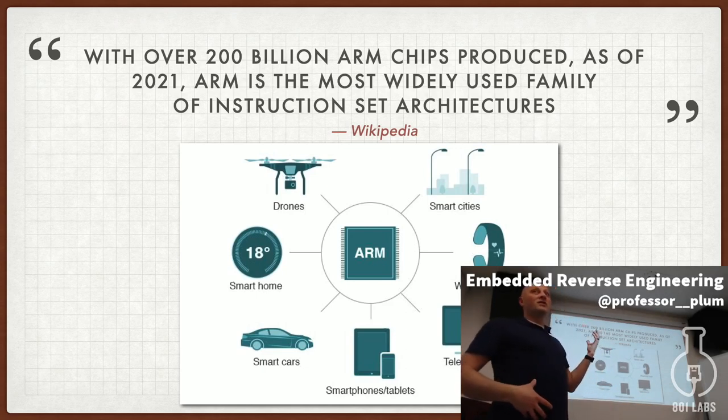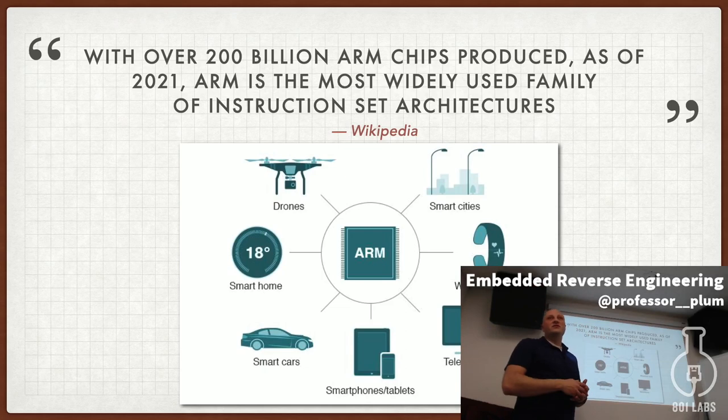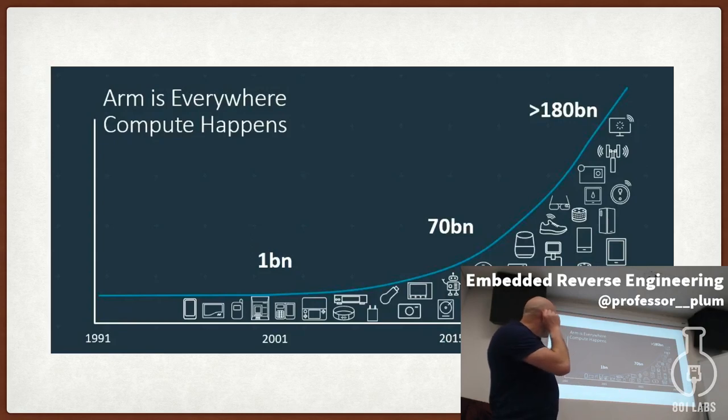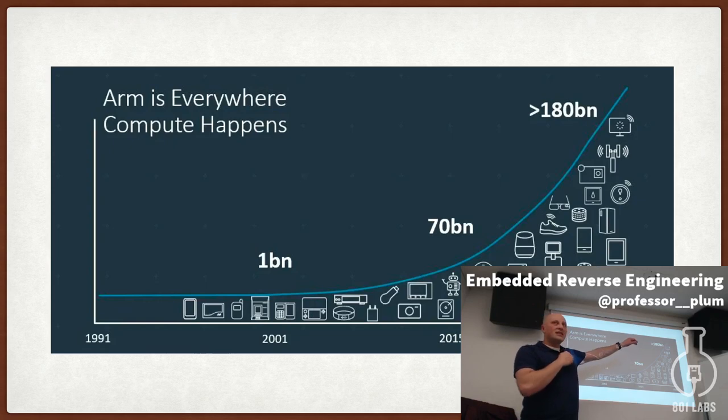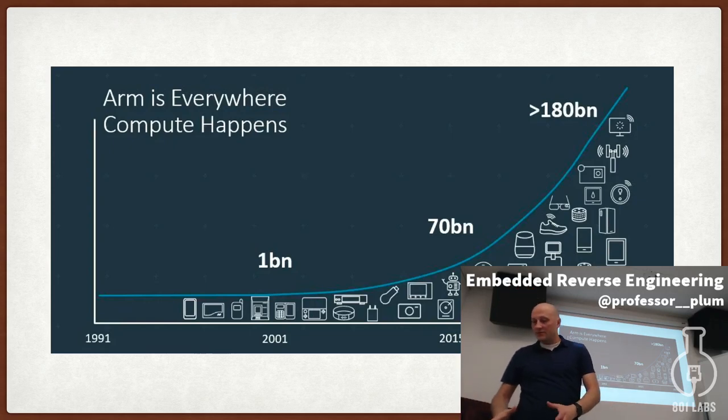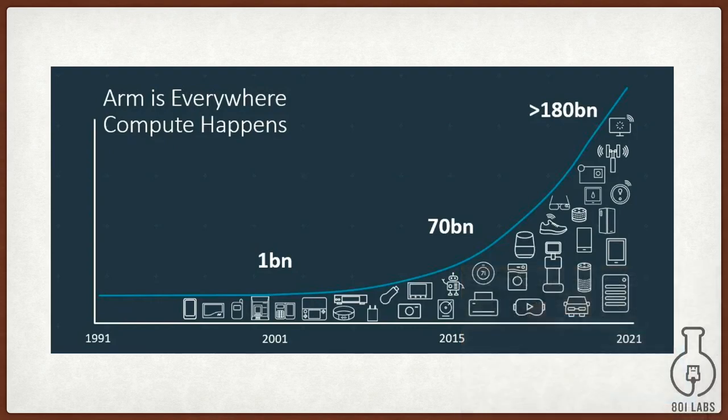This is taking over. This is what you're going to want to know. It's going to be the most beneficial to you, in my opinion, going forward. More talk about the number of processors that are ARM, right? It's just taking off like crazy, exponentially. And that's where I'm going to get to the end of the slides. Well, I've got one more slide, but I'm not going to talk about it now.